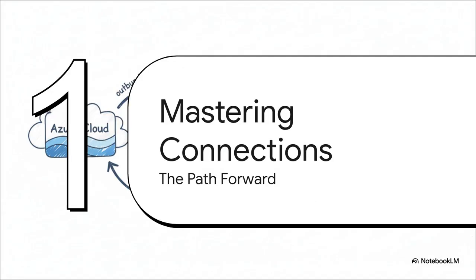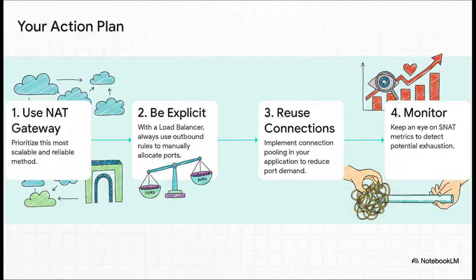Okay, so that's the problem. It's a pretty scary one. So how do we fix it? How do we design our Azure setup to be scalable and resilient and to just completely avoid this port exhaustion trap? Let's map out the path forward. Here is your action plan. It's 4 simple steps. Number 1, just prioritize NAT Gateway. It was literally built to solve this problem.